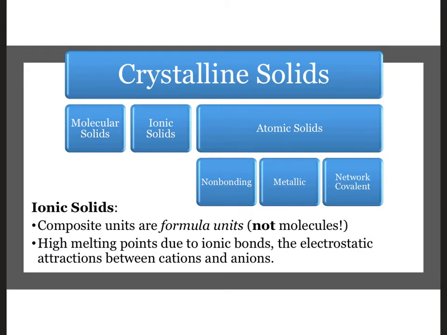Our next category of crystalline solids are the ionic solids. Recall that ionic compounds result from the complete transfer of electrons from metals to the nonmetals in a compound. For this reason, we cannot call ionic compounds molecules, but rather we talk about them as formula units. Since ionic bonds are much stronger than the weak intermolecular forces that hold molecular solids together, we see that ionic solids have much higher melting points.